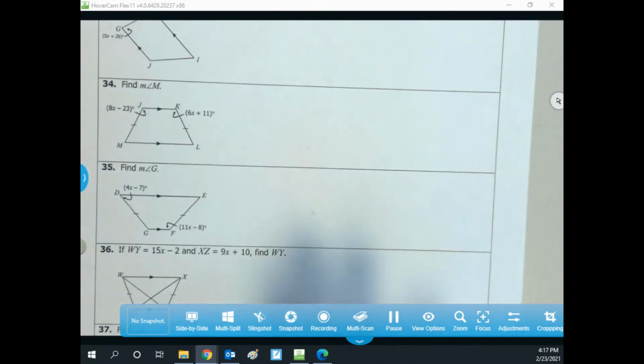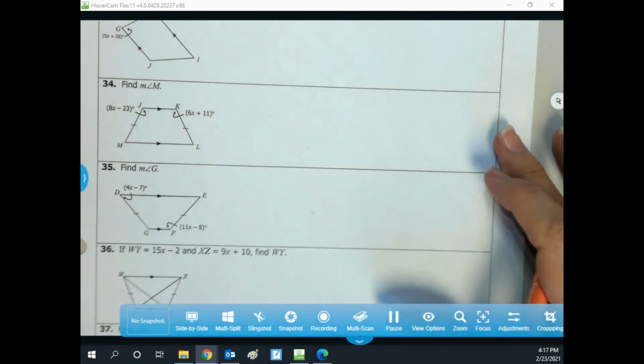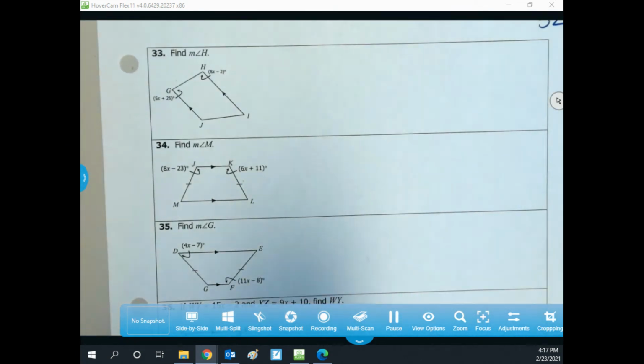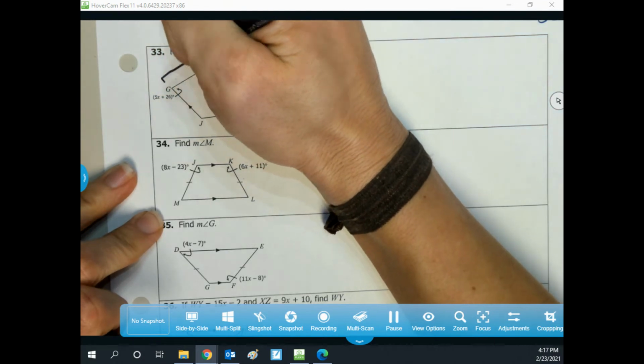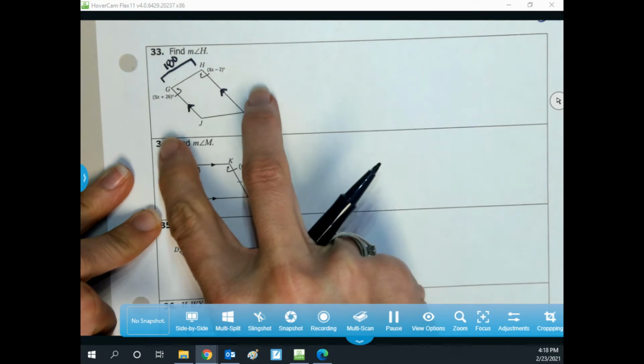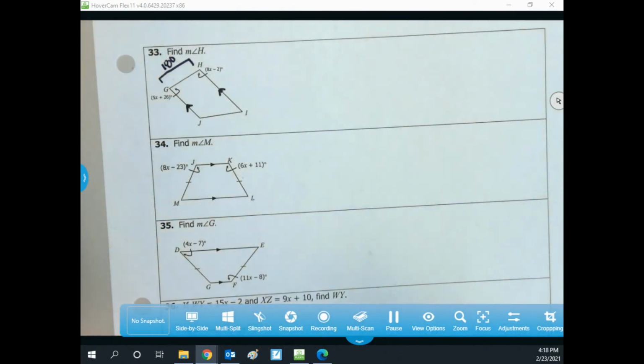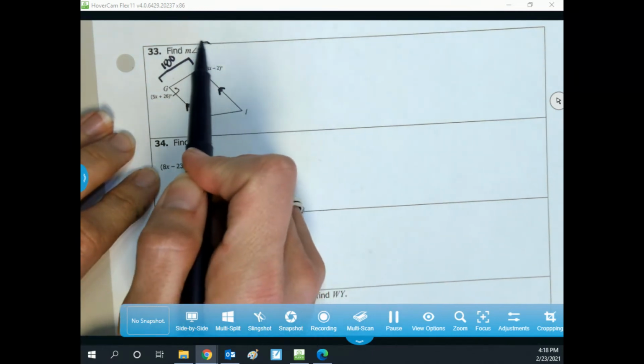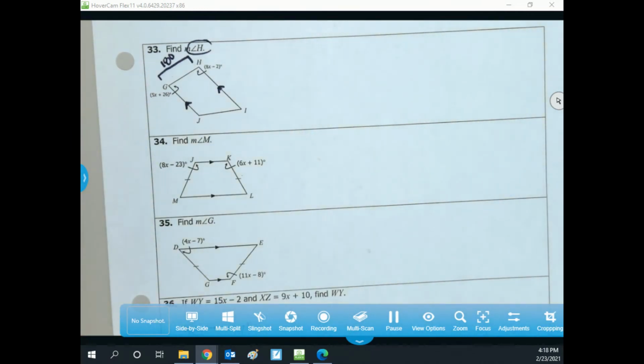All right, last page. Page 32. All right, for number 33, in this trapezoid, we know that these two angles have to add to be 180 degrees because they're on the opposite parallel sides. Notice how they're on the opposite parallel pieces, so they add to be 180. All right, so go ahead, solve for the measure of angle H now.